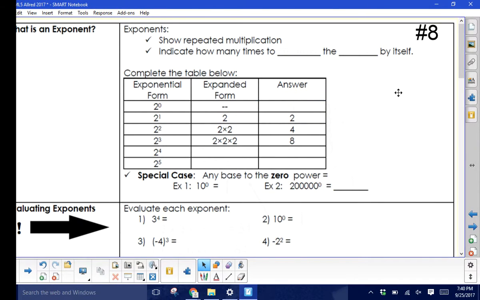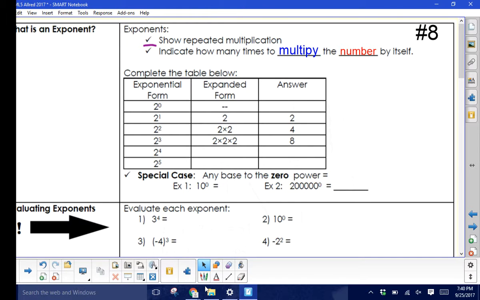Okay, the first thing we're going to do is talk about exponents. One thing exponents do is they show repeated multiplication. They do a really good job of showing us repeated multiplication. Okay, and they also tell us how many times to multiply a number by itself.